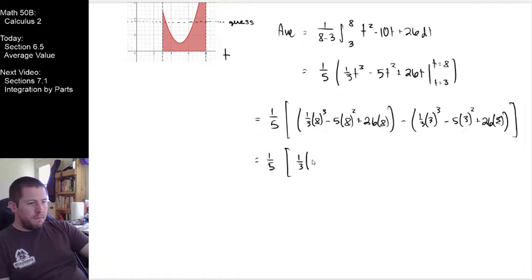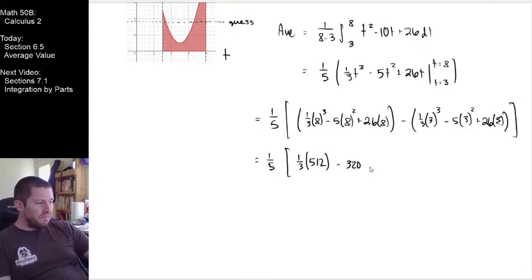1/3 of, I think that's 512. That's 64 times 5, which is 320. And 26 times 8 is like 25 times 8, which is 200 plus another 8, so 208. That's a bummer third right there. Minus, that's really just 3 squared, that's 9. 9 times 5 is 45. 26 times 3 will be 78.